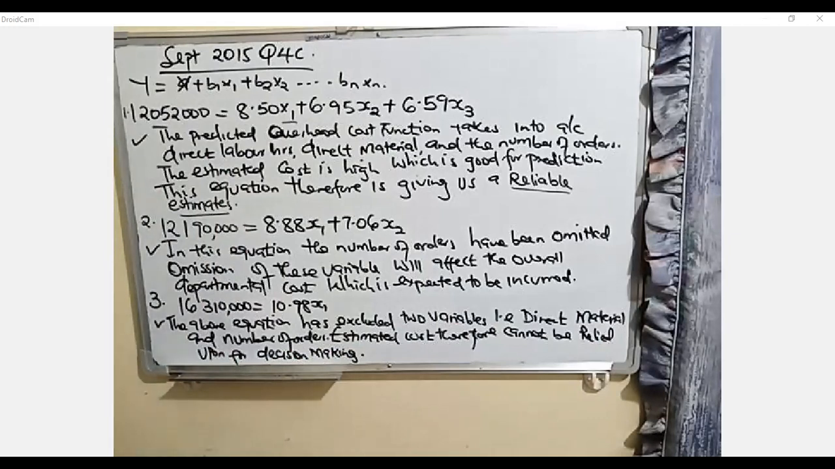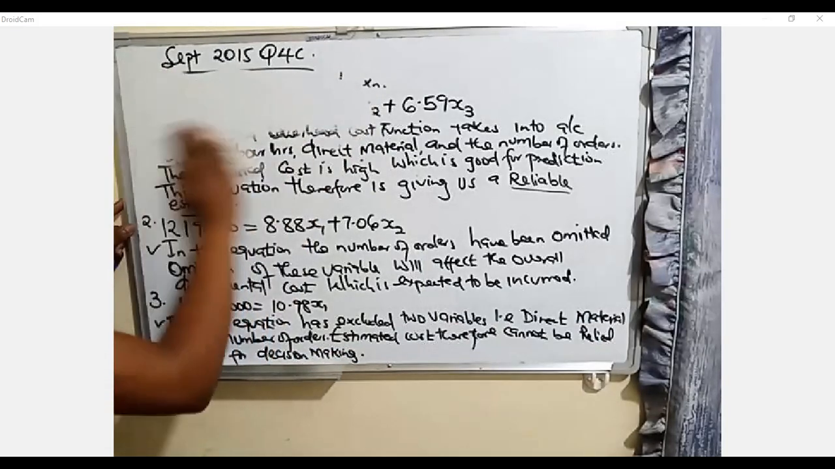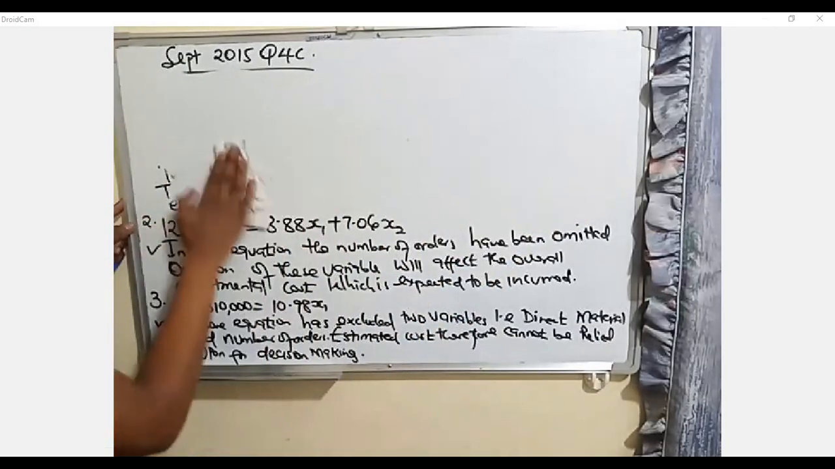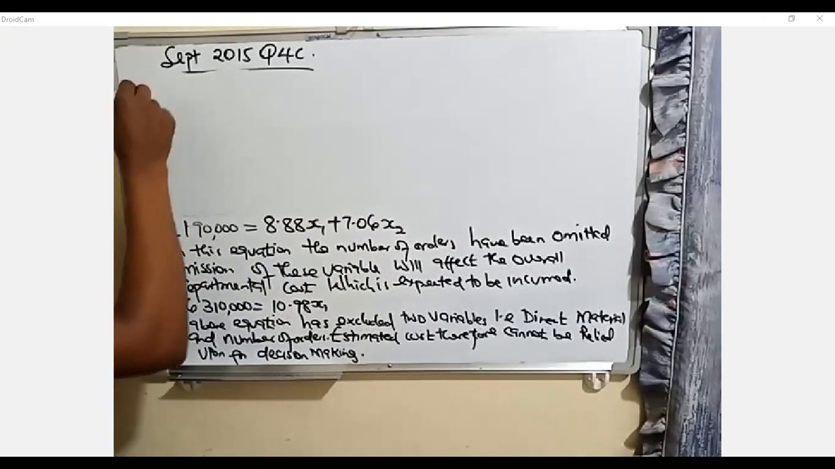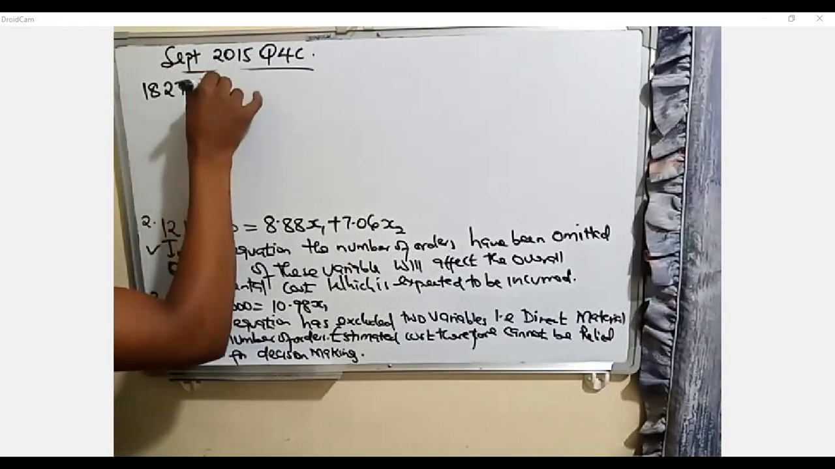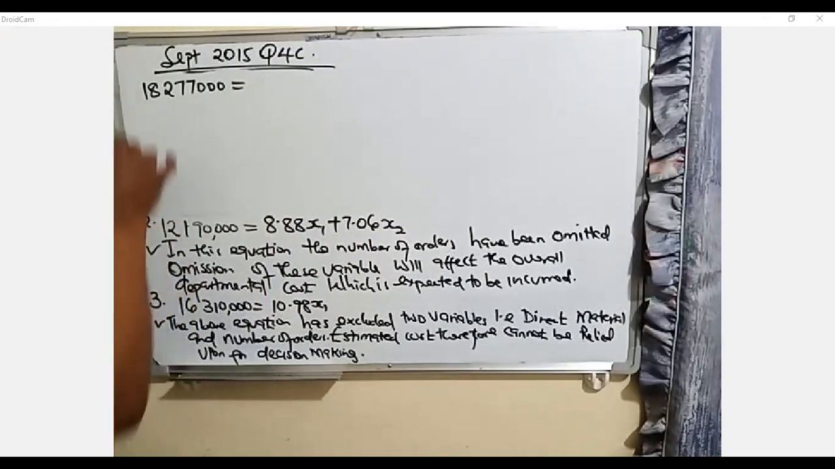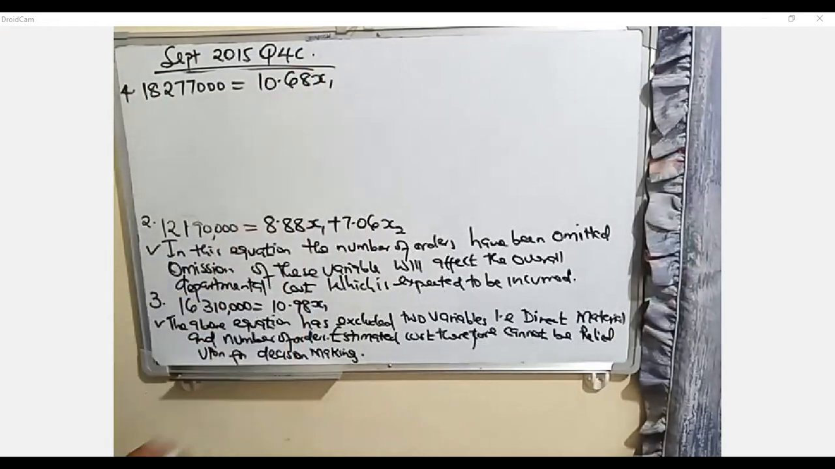Purity is going to be giving us the last one. The last equation. So the last equation will be 18.277 equals what? 10.68 x1, right?